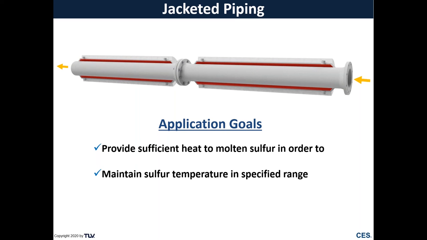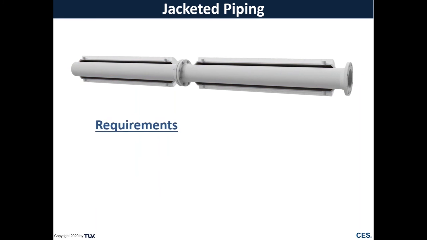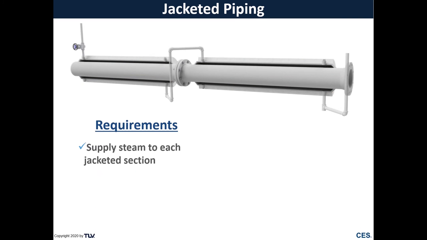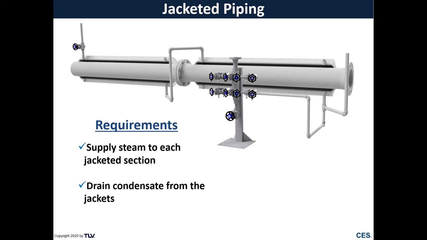So any temperatures outside of that range can cause the sulfur to solidify or polymerize, which then makes it nearly impossible to pump the sulfur. So if that happens, it would have to undergo an extreme heating process or chemical process in order to change the viscosity back to a point where the sulfur can be pumped. So to meet these goals, we'll need to supply steam to each jacketed section and fully drain condensate to maintain even heating.